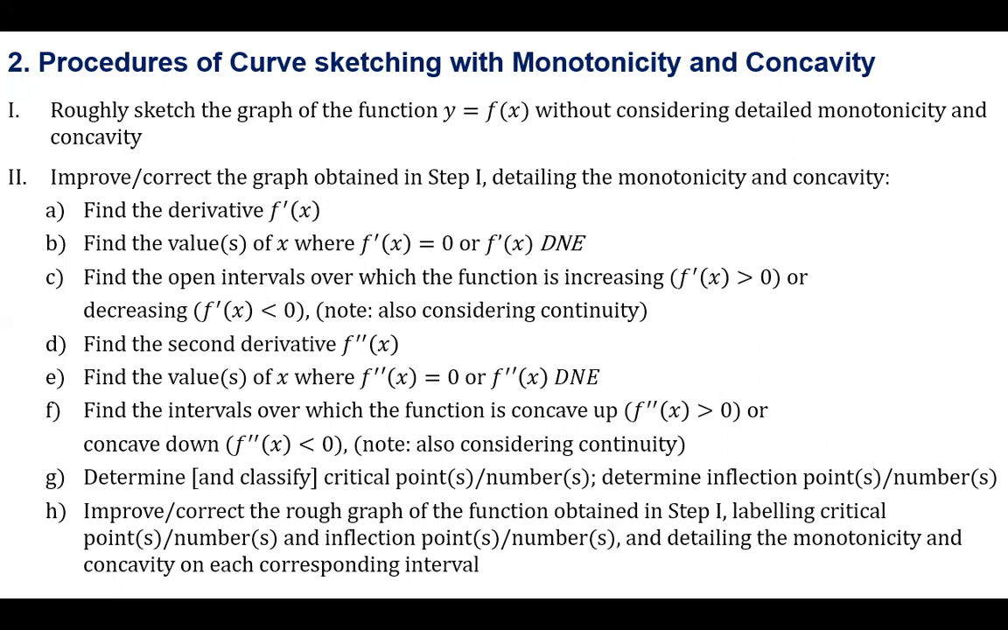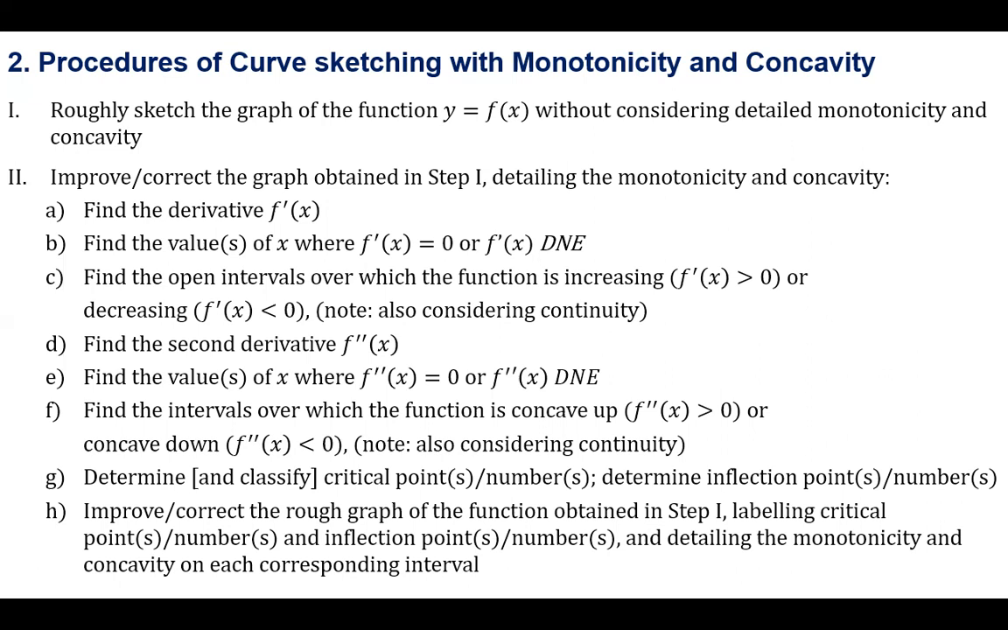Then find the second derivative, f double prime of x. Then find the values of x where the second derivative of f(x) is 0 or does not exist. Then we can find the intervals over which the function is concave up, that means the second derivative is greater than 0, or concave down, where the second derivative is less than 0. So be careful with the note here. You should also consider the continuity of that function in that interval. If it's not continuous, you should consider the intervals separately, okay? Not together.